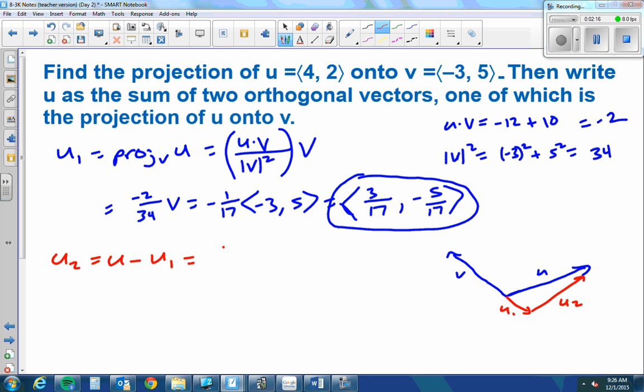So U is 4, 2 minus, someone get the door, please. He's just rude. You have to excuse him.